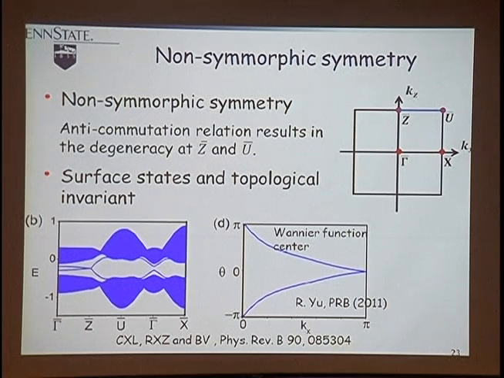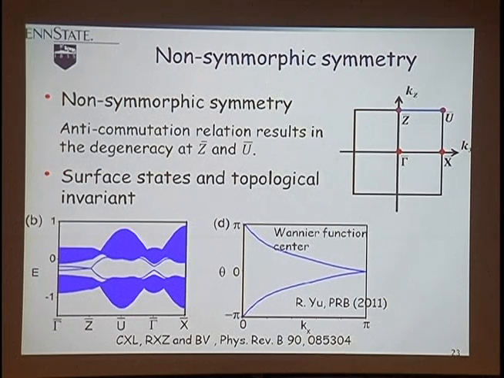The two operators in this symmetry, sigma x and gz, are both essential for the gapless nature of this surface state. If you break either one, it will gap this surface state.